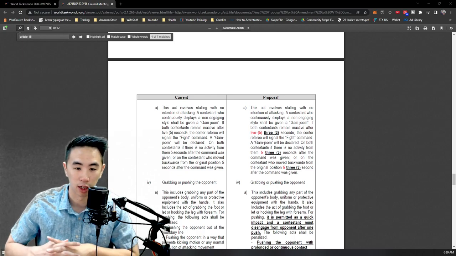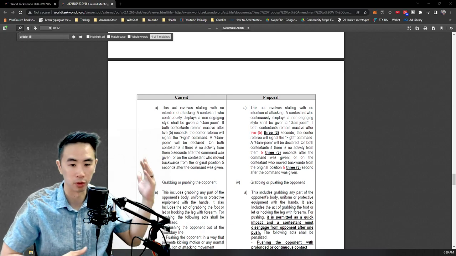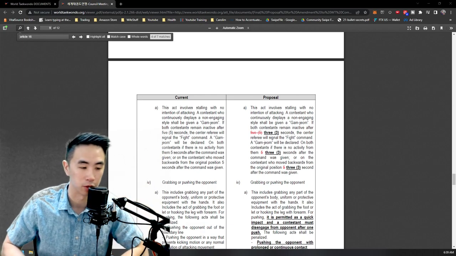Apologies about this background here. I don't have anything to cover up the green screen, and I don't really want to change my shirt.